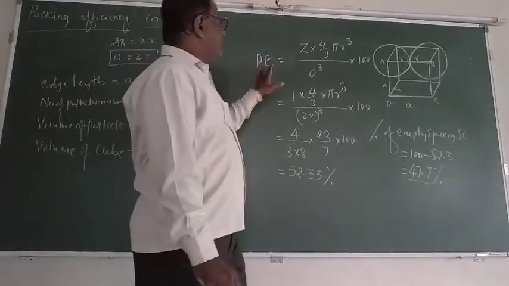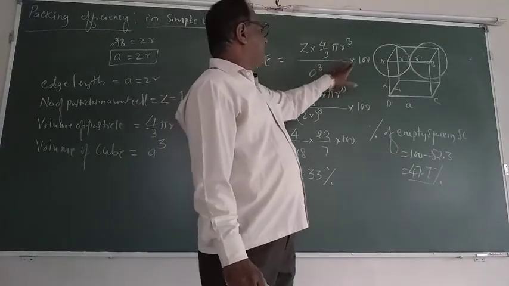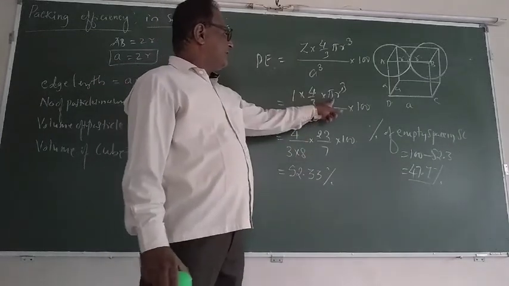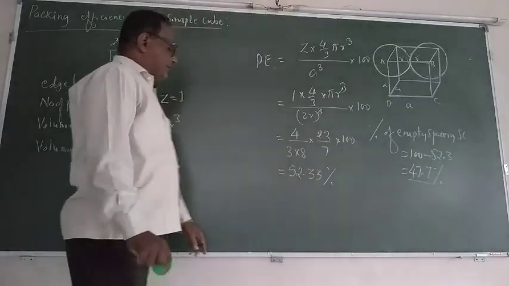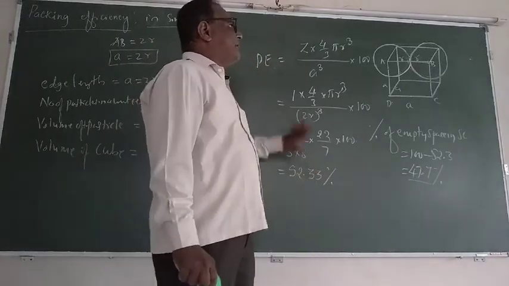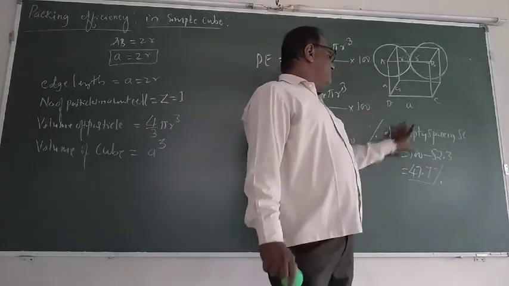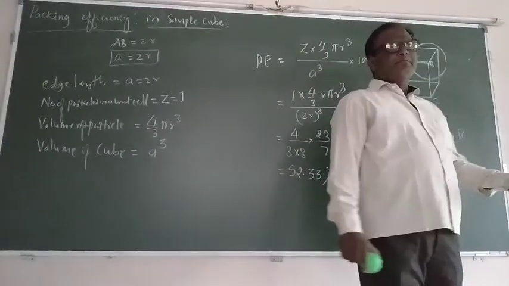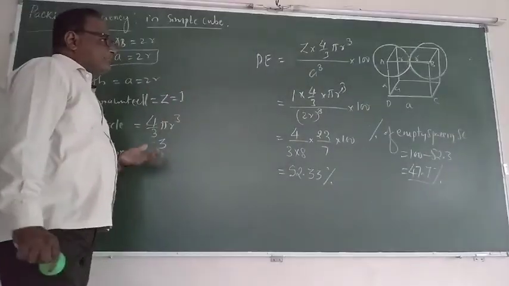You know the packing efficiency formula: Z into 4/3 pi r cube divided by a cube into 100. Put the value of Z as 1, into 4/3 into pi r cube divided by 2r whole cube. Then by simplifying we get 52.33%. This much space is occupied by the particle in case of a simple cube. The percentage of empty space in a simple cube is 47.7%. This is the packing efficiency in case of the simple cube.